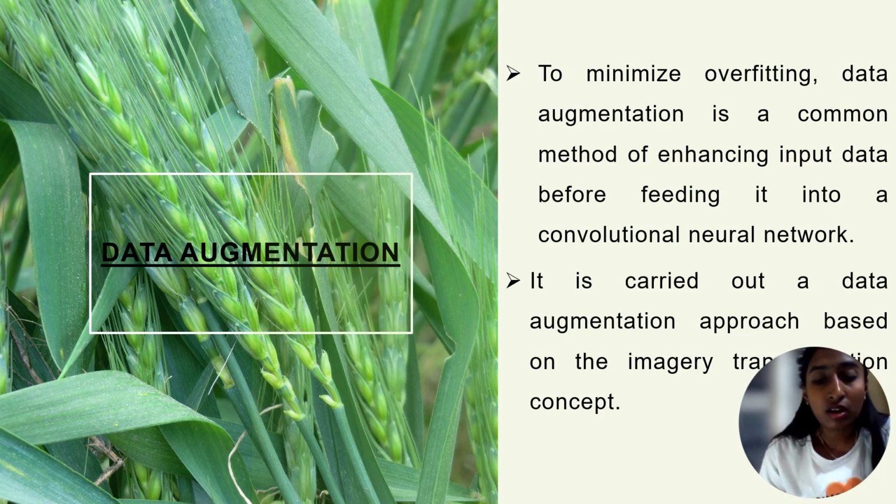The modified ResNet50 consistently outperformed other models in terms of accuracy, precision, recall, and F1 score. This demonstrates the robustness and reliability of the model in classifying leaf disease accurately. So next we will move on to the next slide.